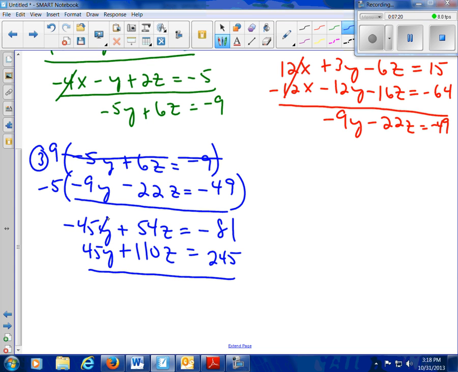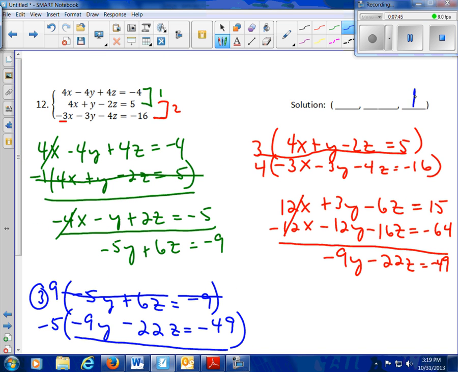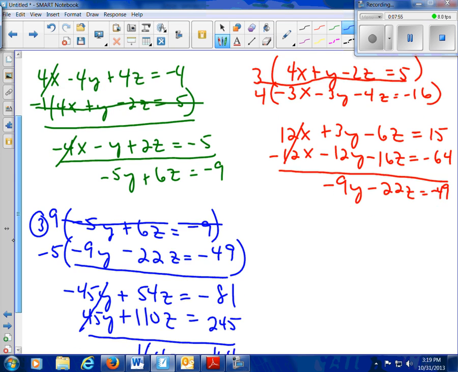So now when I add these equations together, the y's cancel out, and I'm left with 164z equals, and if I add 245 and negative 81 together, I get 164. Divide both sides by 164, and z equals 1. So there's the first part of my solution. z equals 1. And remember, when we write our solution, it's in alphabetical order, x, y, z. So now I've got to figure out x and y.